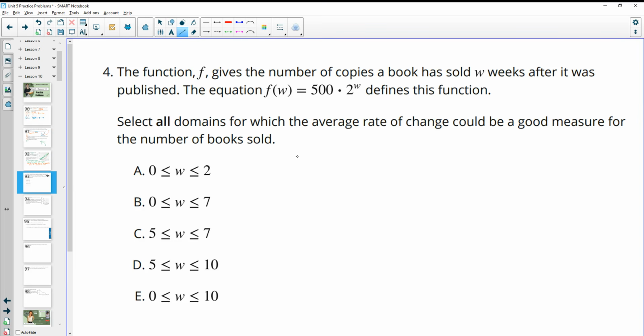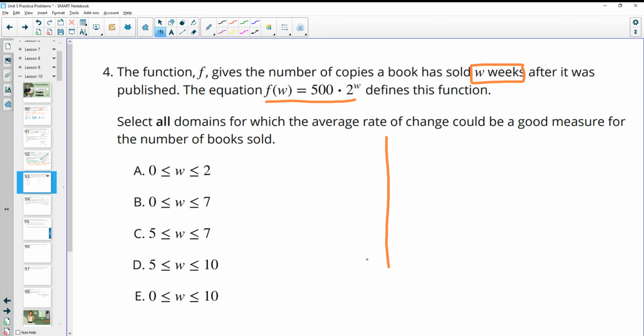Number 4, the function f gives the number of copies a book has sold W weeks after it was published. This equation defines the function. Select all domains for which the average rate of change could be a good measure.